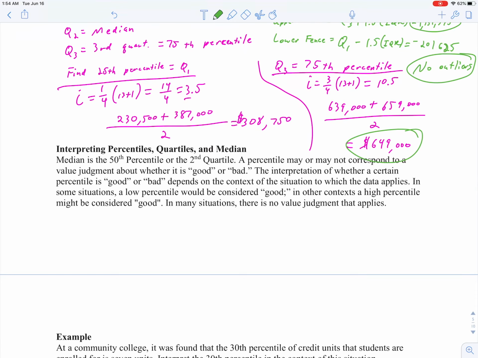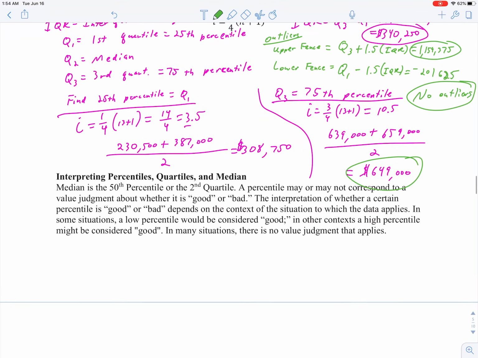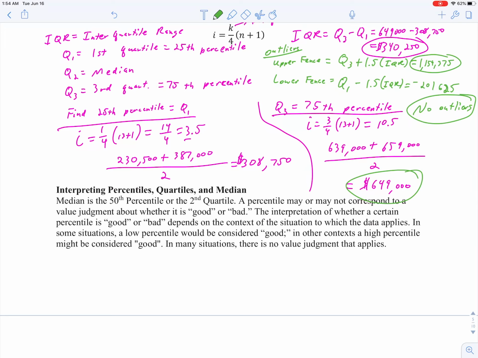All right, so interpreting percentiles, quartiles, and the median. The median is the 50th percentile or the second quartile, right? I told you that before. Think of the word median. The median is that thing in the middle of the road, in the physical center of the road. So median means physical center of your data set.